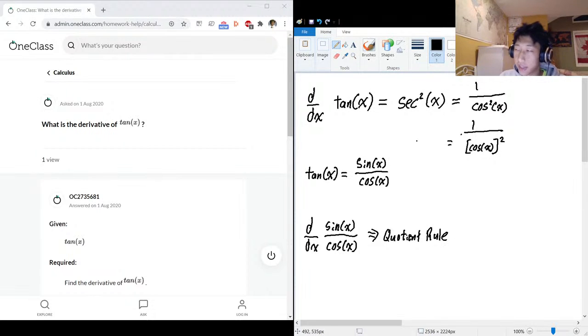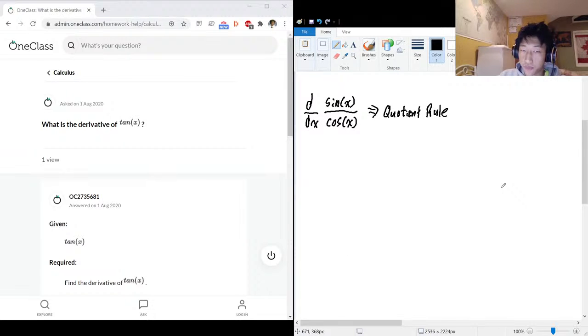Because we can't just take the derivative of the top and then the derivative of the bottom and expect it to be good. That's not going to be the right derivative. We need to do the quotient rule. What is the quotient rule?